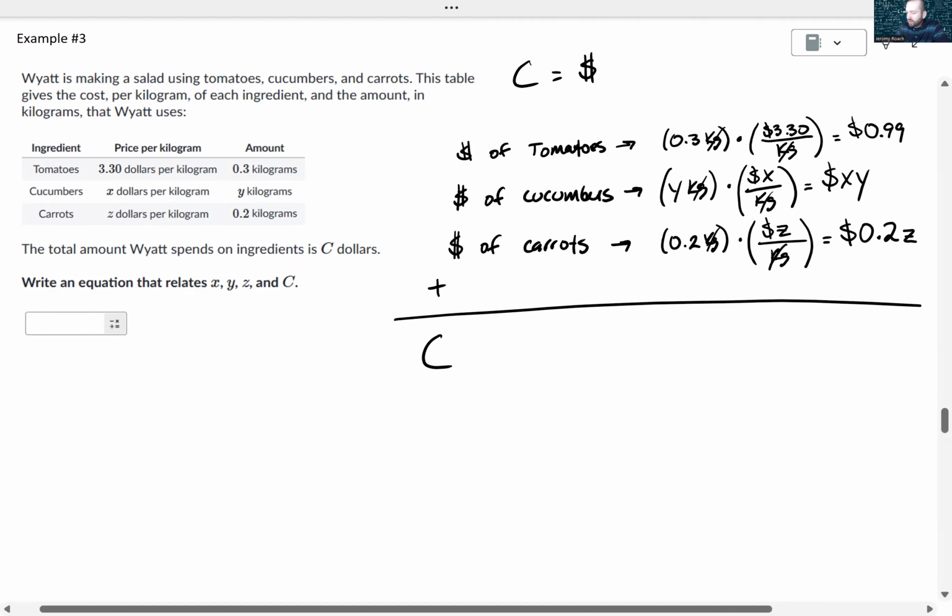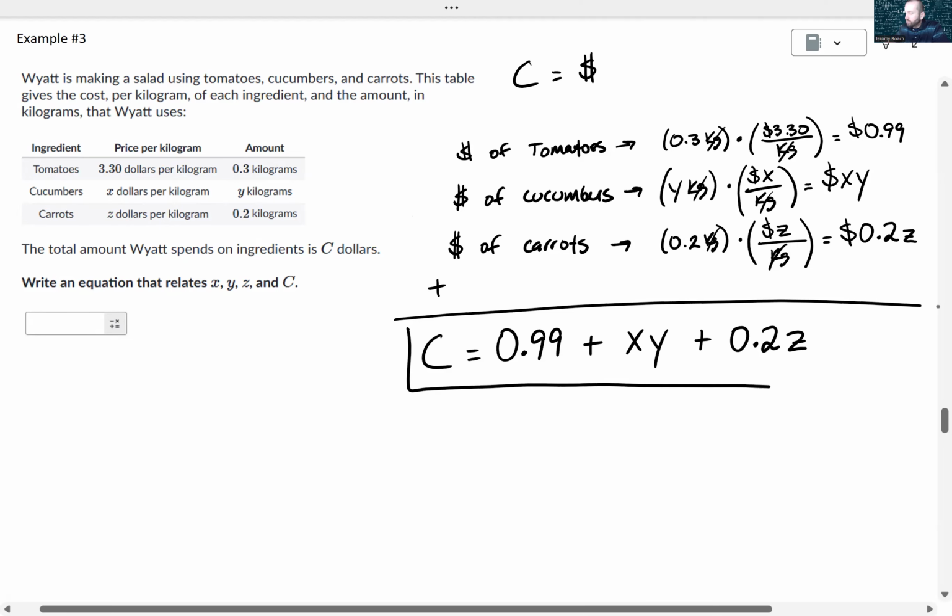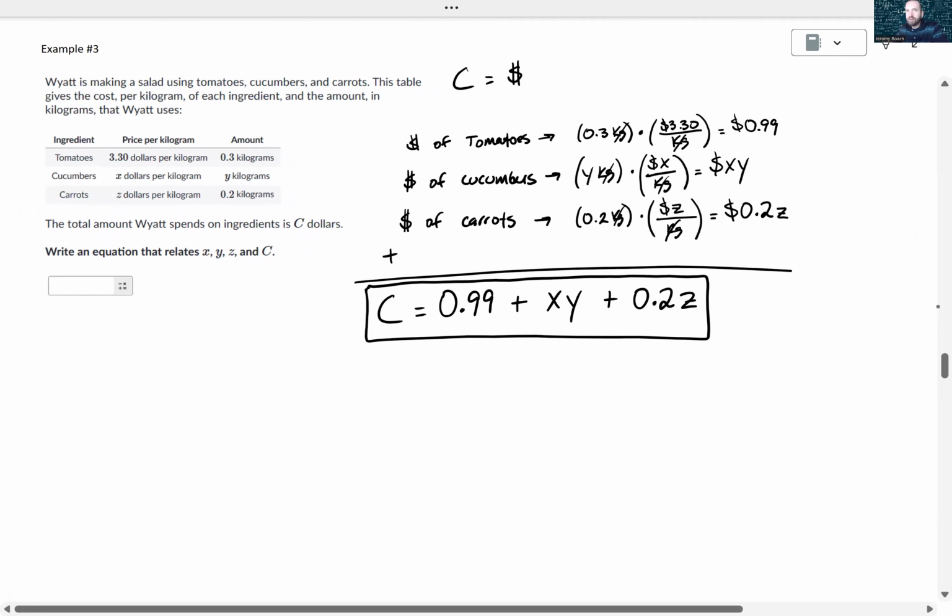So C is the total of all the dollar amounts of these food items. So we're going to write, and we don't have to write the dollars, so I'm just going to take the dollar symbol out. So it's 0.99 plus XY plus 0.2 Z is what C equals. Remember to write the C when you're putting your answer in for these, or to write the equal sign. If you just write the expression, you won't get credit for the problem.